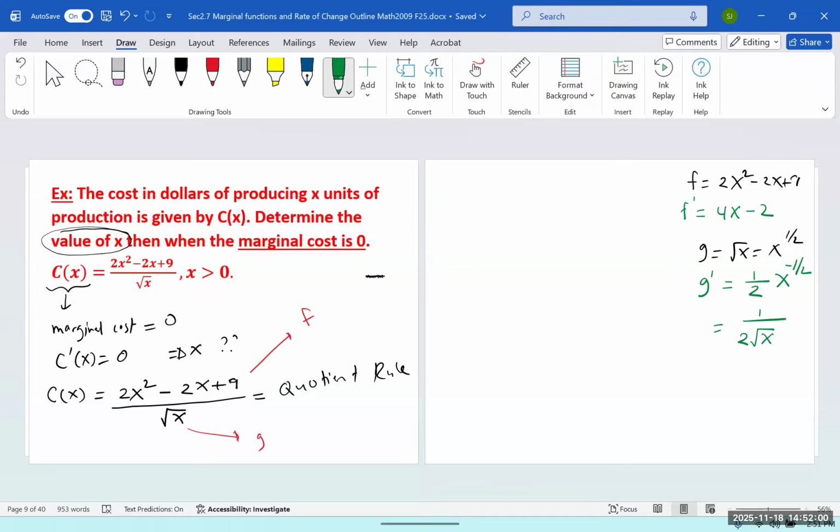So it doesn't matter what type of function they give you. Whenever you have a negative power, bring it into the denominator, next to the number in the coefficient. So C prime of x, what's the quotient rule?